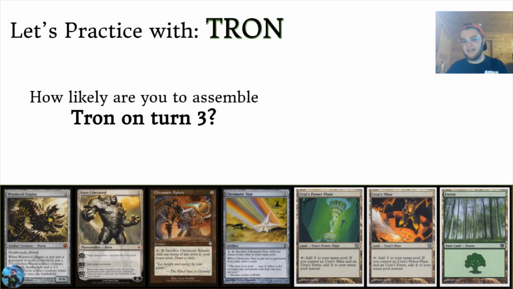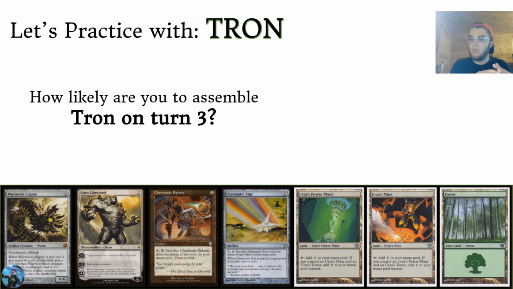Let's do some practice hands, just to illustrate the point. All right, so let's practice with TRON. How likely are you to assemble TRON on turn 3? So let's look at this hand, right? We have 2 TRON pieces. We got the power and the mine. All we need is the tower. Also, sorry, let's assume that we're on the play for all of these scenarios.